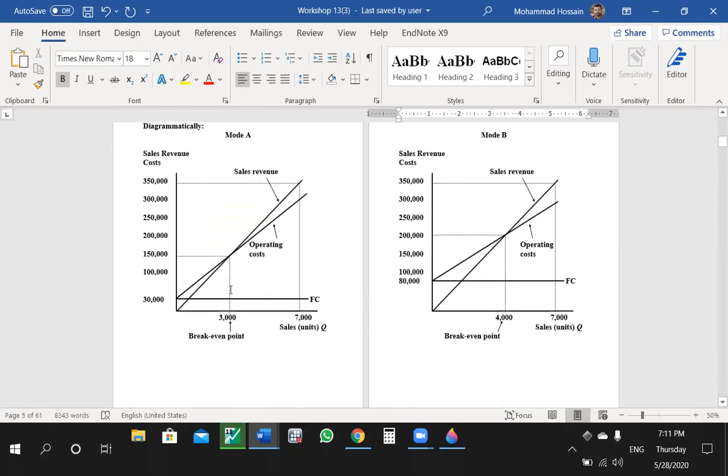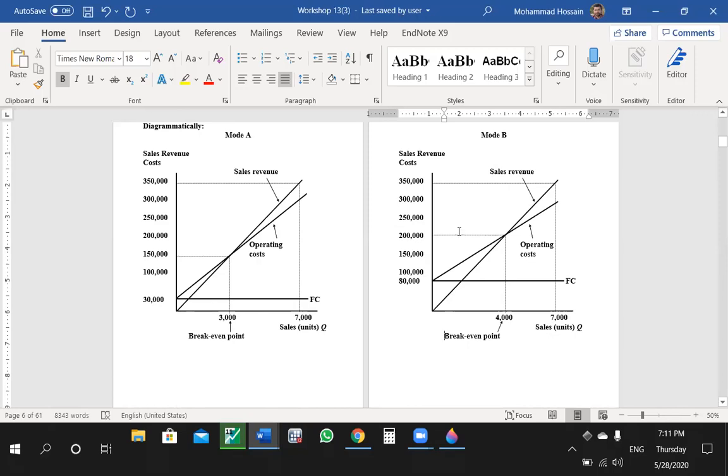Look here. You can see this one is your total revenue. This one is your total cost. Easy. That's what they show. For mode B, exactly, I showed it already. I just showed you on the, what do they call it, smart board. Whiteboard. Okay.